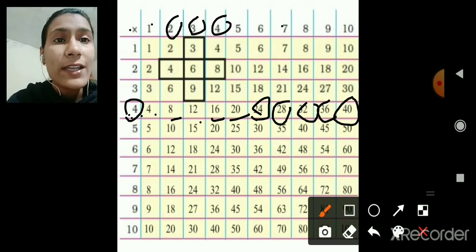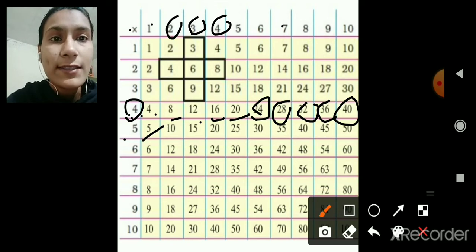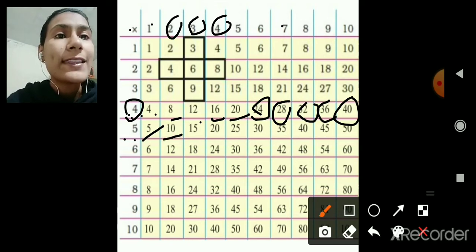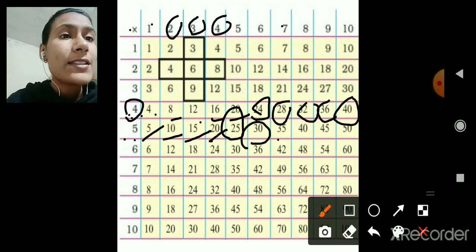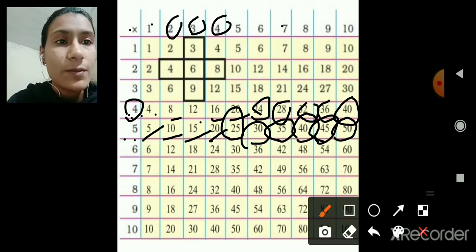Okay, now next one, 5. 5 multiplied by 1 is equal to 5, you can see here. 5 multiplied by 2, 5 2's are 10, 5 3's are 15, 5 4's are 20, 5 5's are 25, then 5 6's are 30, 5 7's are 35, 5 8's are 40, 5 9's are 45, and 5 10's are 50. So like this you have to write in your textbook.